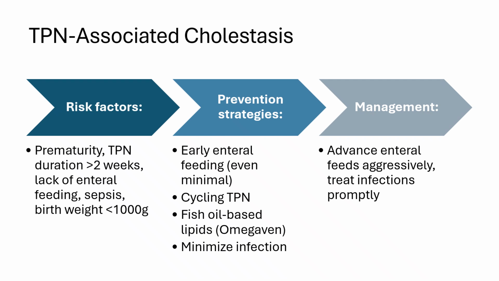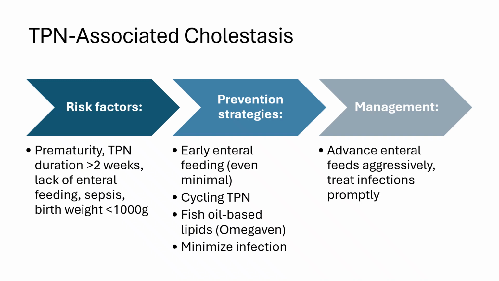Prevention strategies focus on minimizing TPN exposure and modifying its composition. Early enteral feeding, even trophic amounts at 10 to 20 milliliters per kilogram per day, maintains gut integrity and stimulates bile flow. Cycling TPN over 12 to 18 hours, rather than continuous infusion, allows hepatocyte recovery. Fish oil-based lipid emulsions like Omega-VEN provide omega-3 fatty acids that reduce inflammation and may reverse established cholestasis. Limiting soybean-based lipids to less than 1 gram per kilogram per day decreases phytosterol exposure.